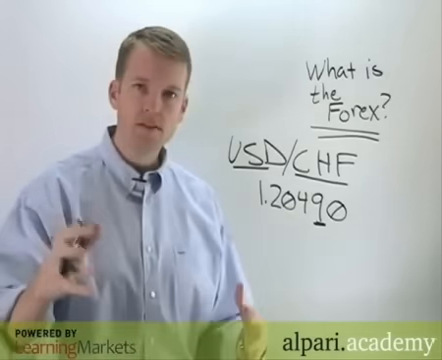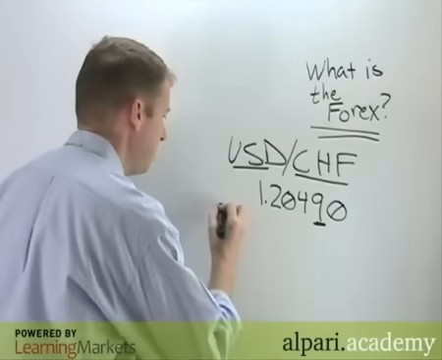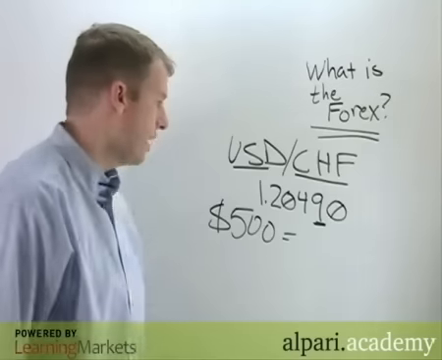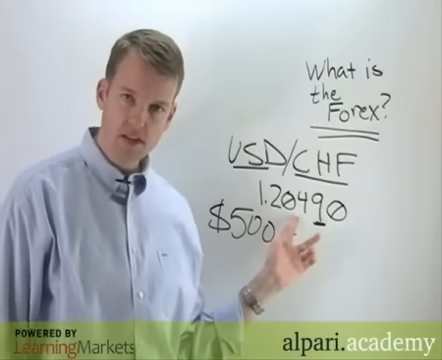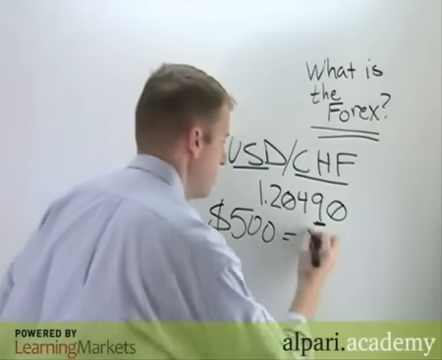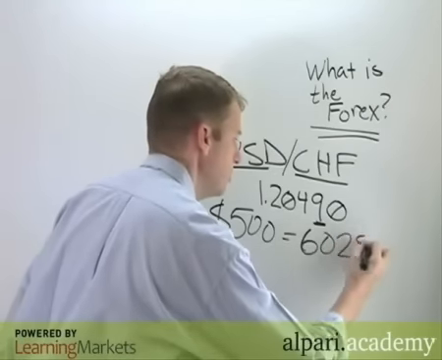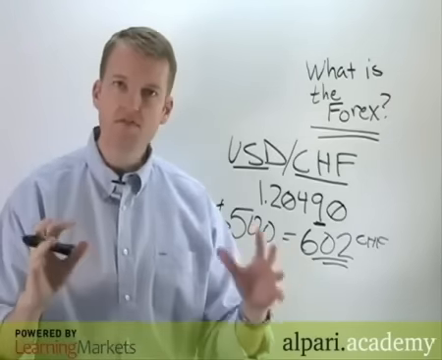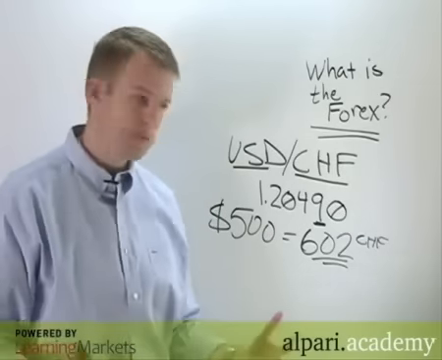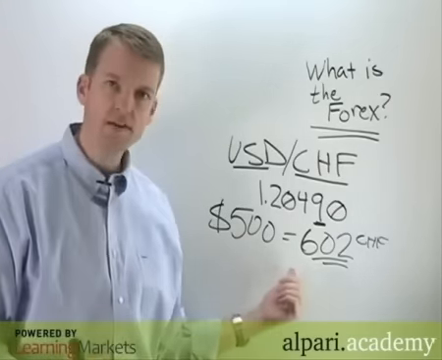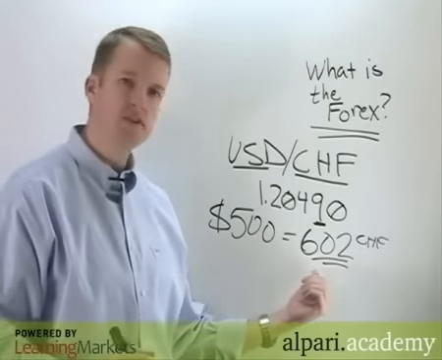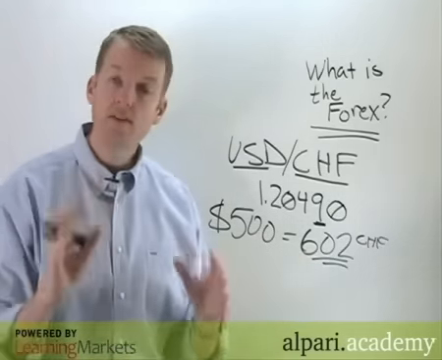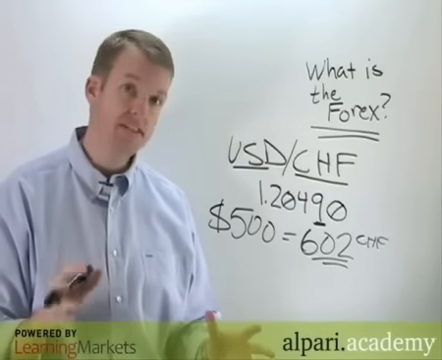Now, if we were to convert some spending money, let's say, for example, we're going to turn $500 of spending money into francs at this particular exchange rate. Well, that's going to give us 602 francs. All right? So now we've done our first foreign exchange transaction. If you've ever traveled abroad, this is what you've done. You've turned your domestic currency into another currency at the exchange rate. This is one half of the foreign exchange transaction.